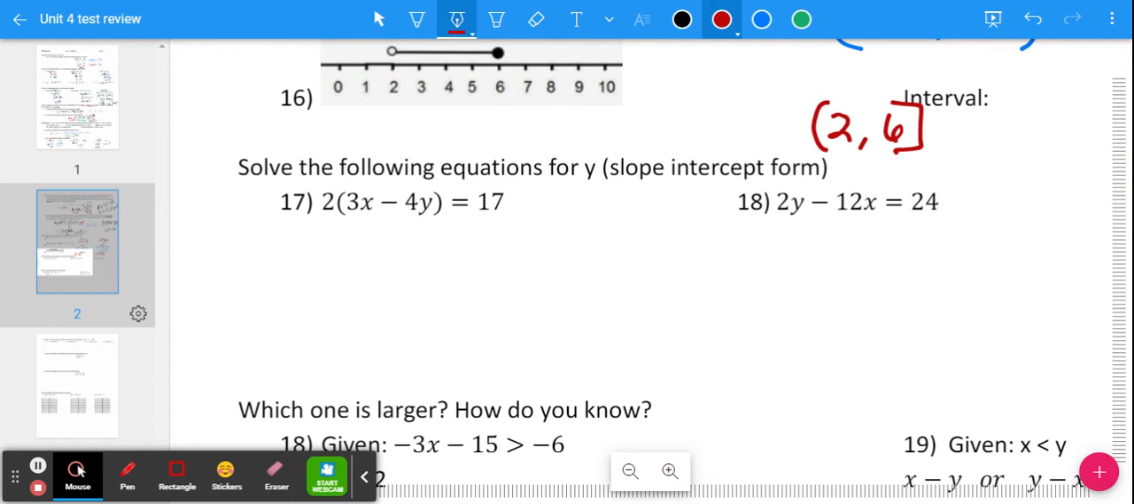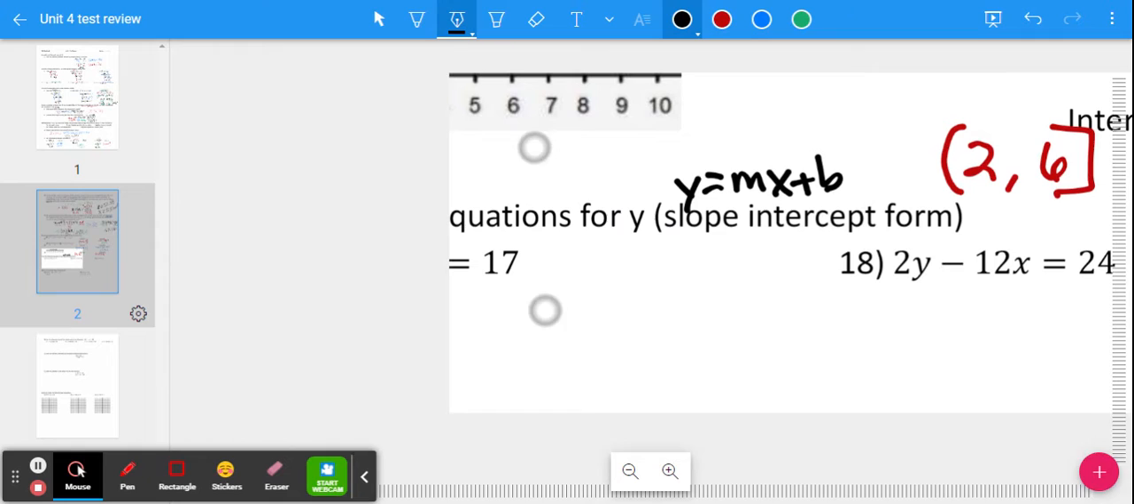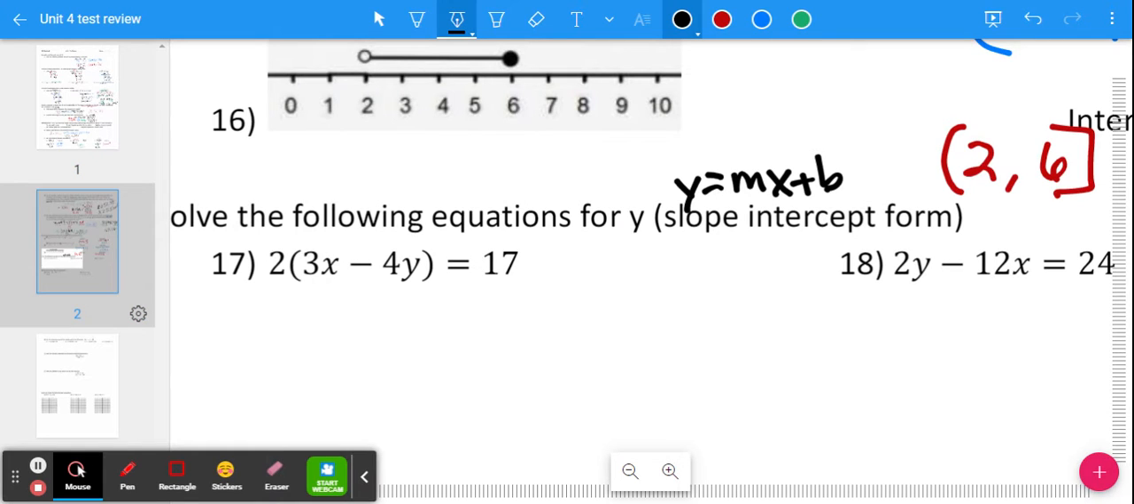So for the next section, we are putting all of these into slope-intercept form. So we want it in y equals mx plus b. I'm going to write that next to this. Y equals mx plus b. So our goal is to isolate y. So the first thing I'm going to do on this one is distribute the 2, and then I'm left with 6x minus 8y equals 17.